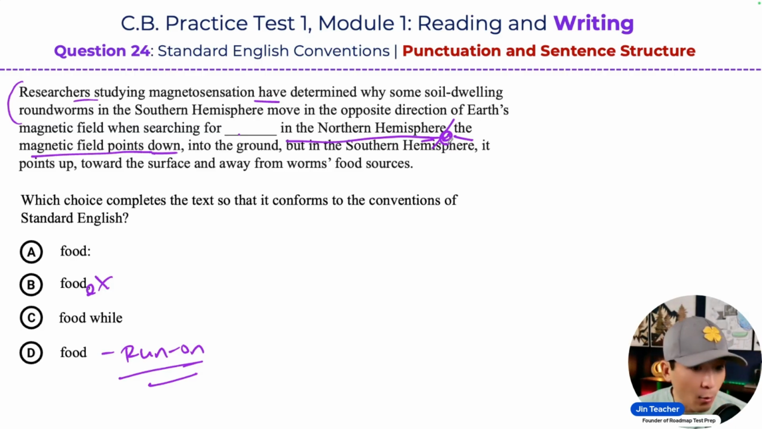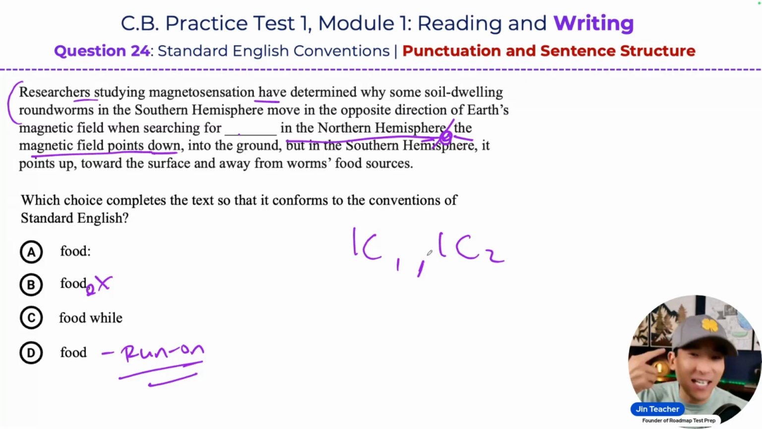The magnetic field points down. So as soon as you notice, but this is more obvious of a run-on sentence because now you have a comma that comes right in between 2 independent clauses. And so this one's a lot easier to see that it's a run-on sentence than answer choice B, because in answer choice B, we had the phrase in the northern hemisphere and another comma. But you just have to recognize, you guys, that both of those answer choices are both run-on sentences, right?